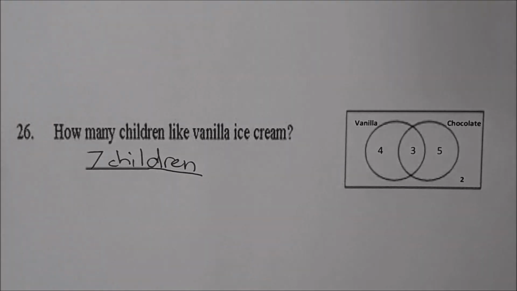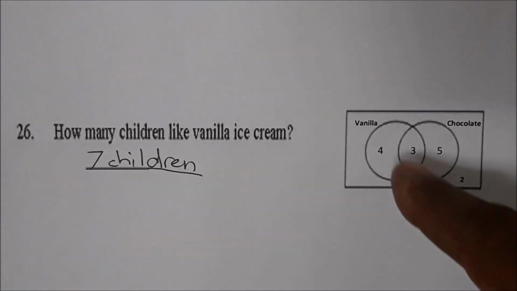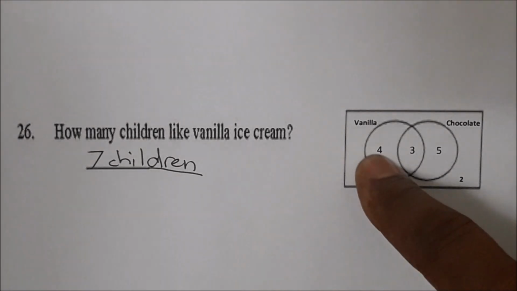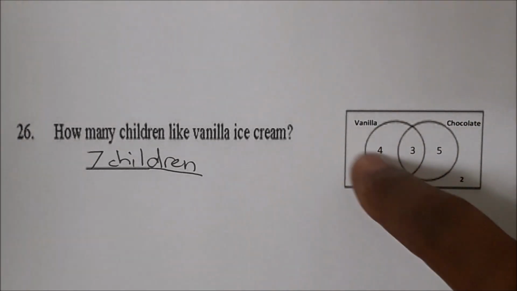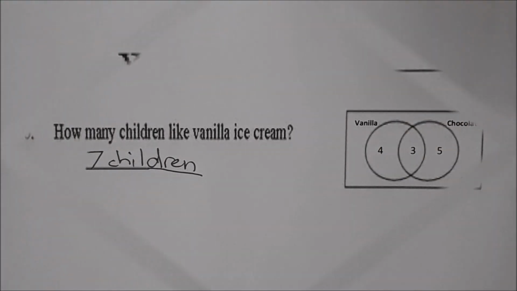But once they say vanilla, you know they mean vanilla altogether. If they said vanilla only, it would be the 4. But they said vanilla altogether, so you have to include the whole circle. Very good.